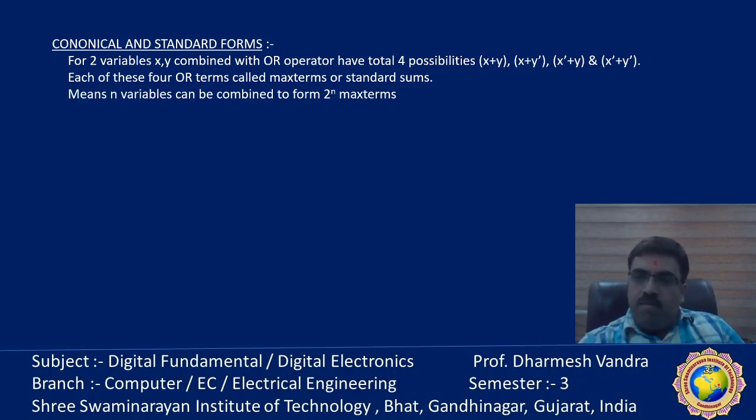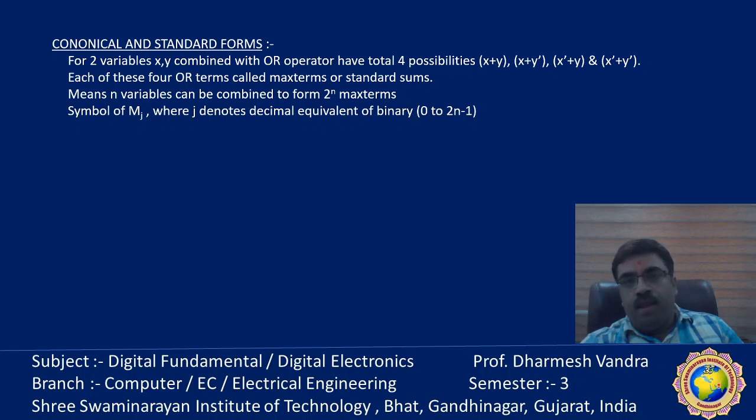Here, remember that for n variables, there are 2^n maxterms. In this example, there are two variables, so four combinations. If there are three variables x, y, z, there are eight combinations, 2^3. And if there are four variables w, x, y, z, then 2^4, 16 maxterms are possible. It is indicated by a capital M with subscript j, where j is from 0 to 2^n minus 1. Like in minterms we use small m, here we use capital M to designate maxterms.